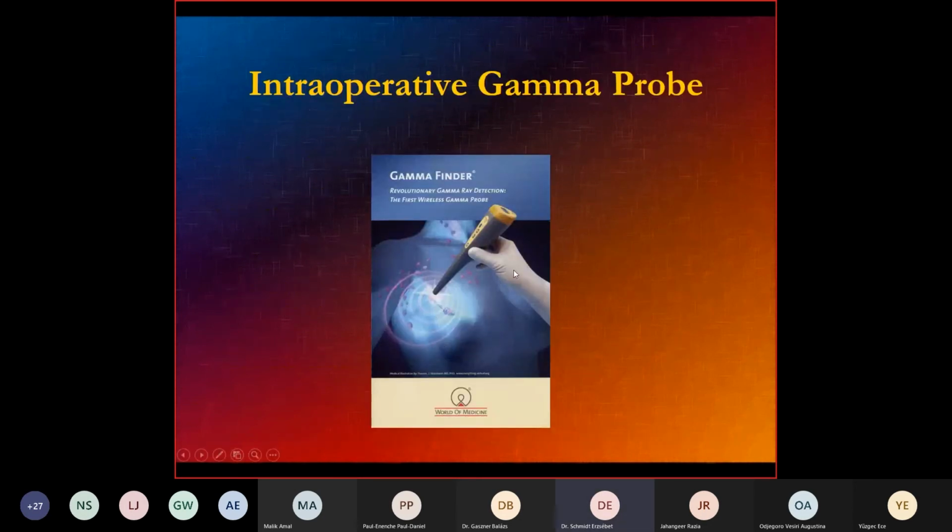Here you can see this device. In the top of this device is a small scintillation detector, and on the other end, you can see the count rate of the labeled sentinel lymph node.